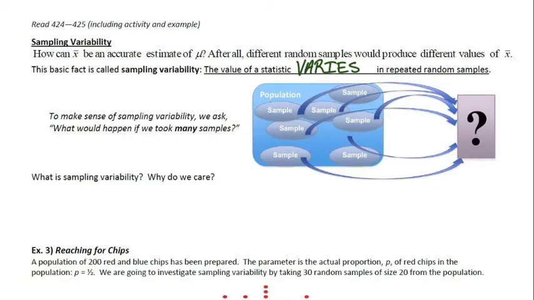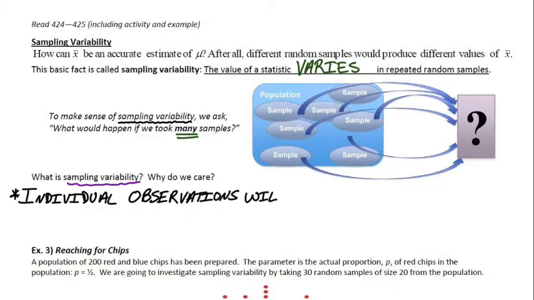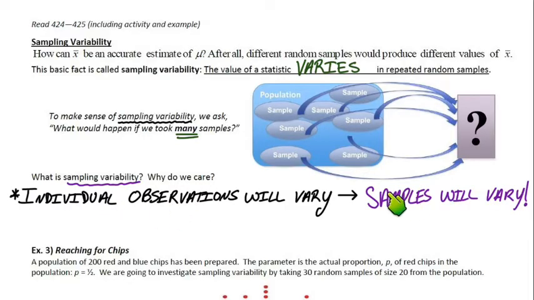So to make sense of that, all the sample means might be a little bit different from one another. We're going to take many samples. How many? Well, a lot. Let's just say we're going to take as many samples as we can possibly take from the population and calculate the sample mean, for example. So what is sampling variability? Why do we care? We know that individual observations, like individual people that we sample, are going to vary. Well, that means our samples together will vary.